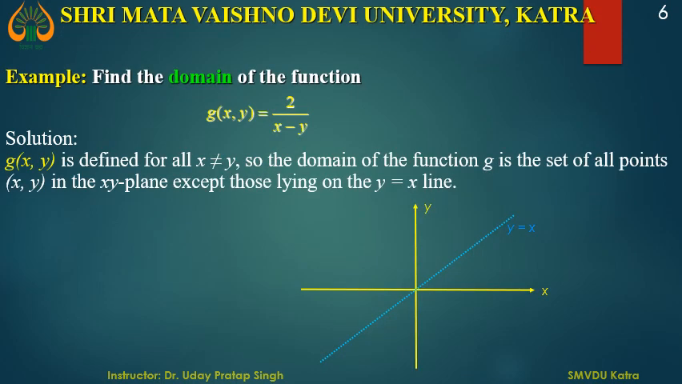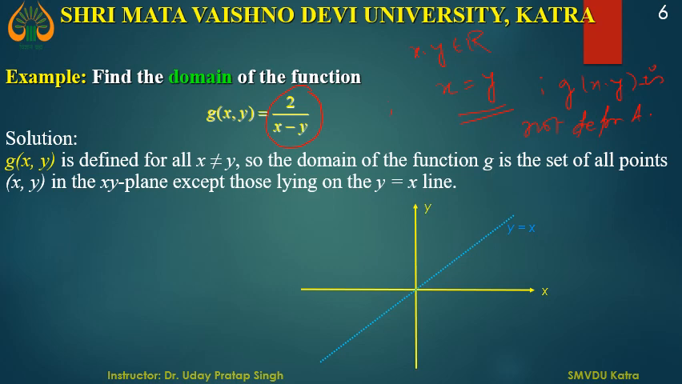Find the domain of the function g(x, y) is equal to 2 upon x minus y. See this function. This function is defined for all values except x equal to y, right? Here x, y are real numbers. Then g(x, y) is defined for all the values except where x equal to y. Where x equal to y, this g(x, y) is not defined. Right?